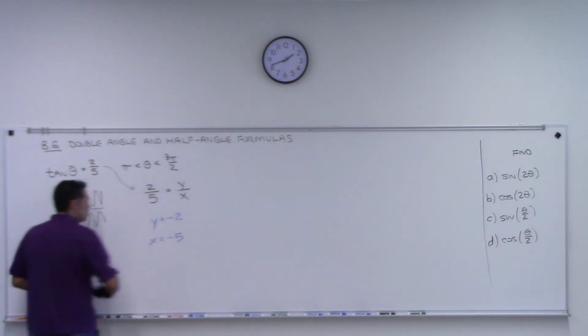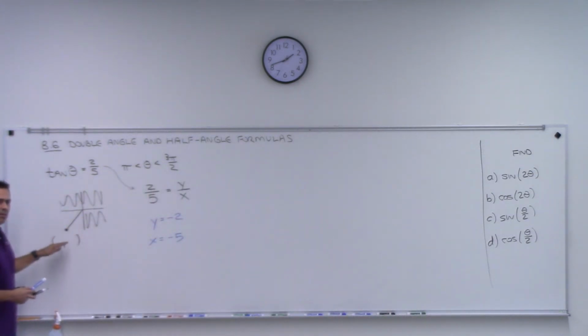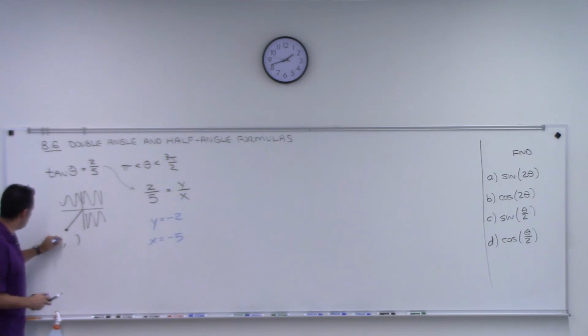That's why it's important to draw the picture of where you are, so that if you put 5 and 2 here, that makes no sense. How could you be at 5 and 2? You're to the left and down, right? So this has to be -5 and -2.